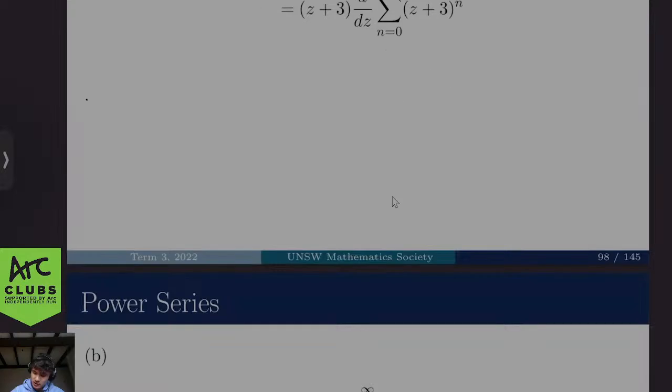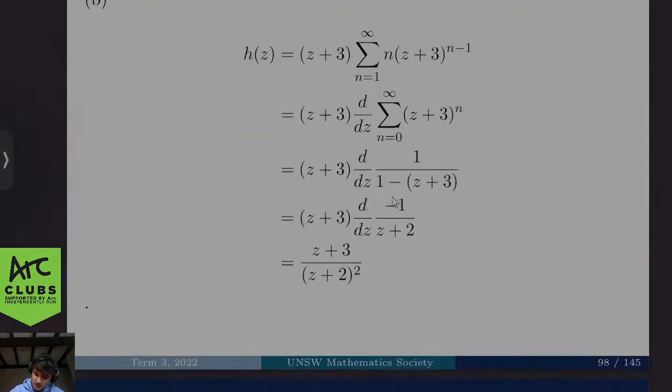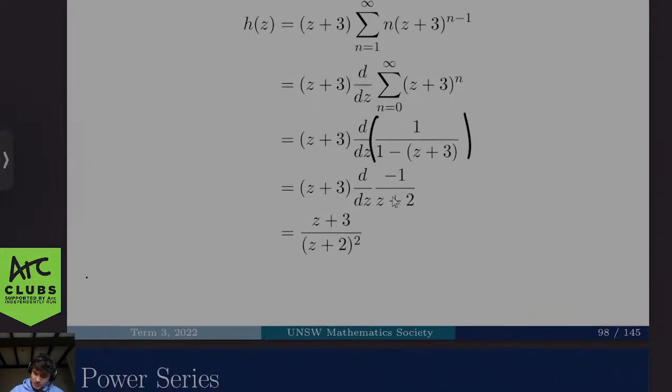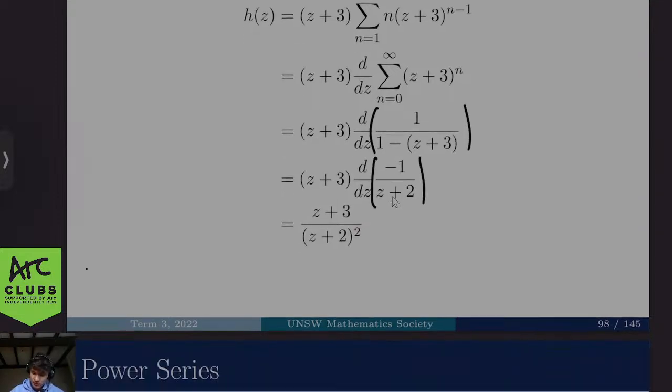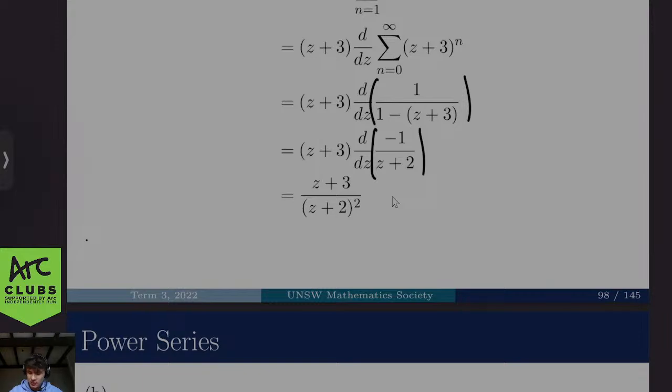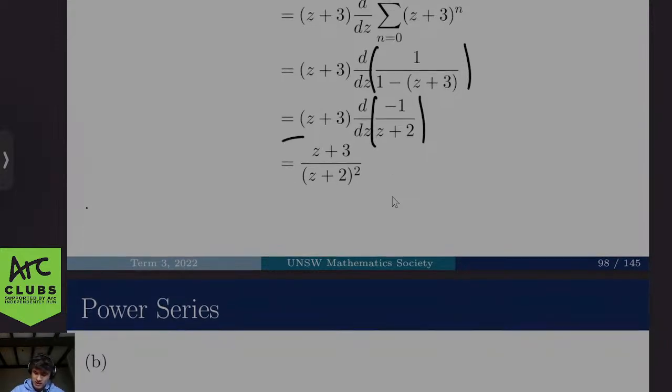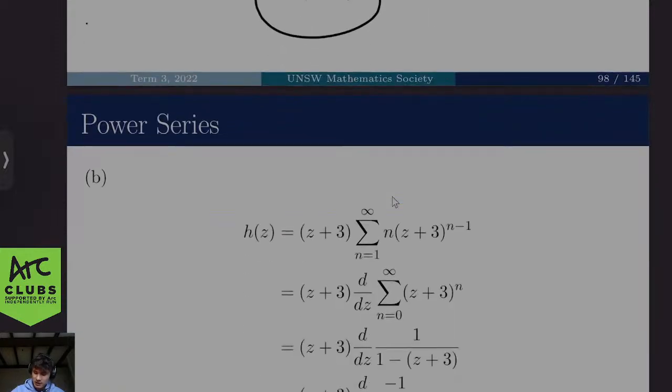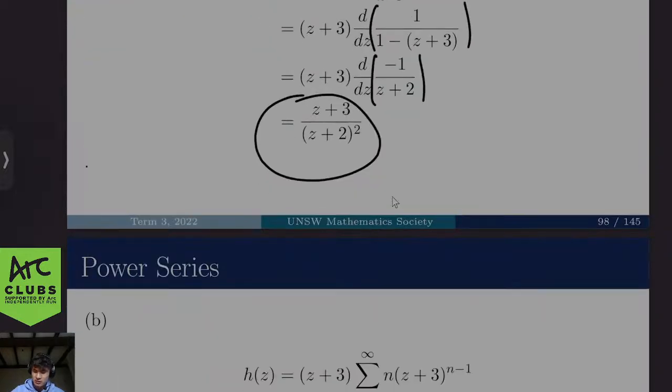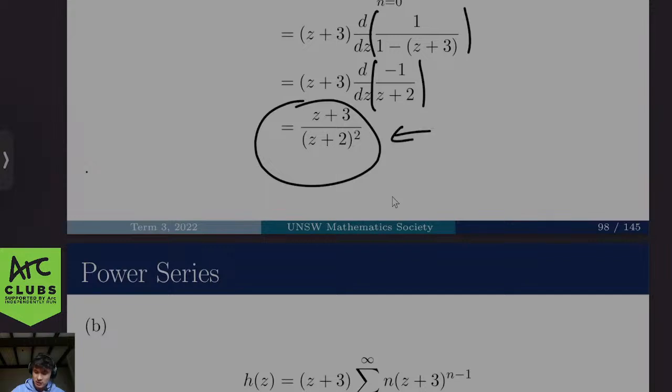If I actually do that, I notice that that's the same thing as the derivative of this expression. You can simplify it and it becomes the derivative of this expression. And now we can just calculate the derivative of negative 1 on z plus 2. It's not too bad, and what we get is this. And so this is our elementary expression for h of z. What I mean by elementary is that it just expresses some quotient function.